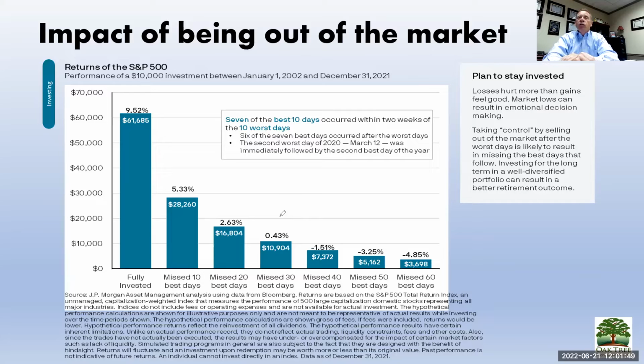This chart compares an individual who was fully invested for the past 20 years in the S&P 500. If you miss some of the best days, you can see how it changes your returns. So if you stay fully invested, if I miss the 10 best days, if I miss 20 days, if I miss the best 30 days. The key that we have here is 7 out of the best 10 days occurred 2 weeks after the 10 worst days. So if we would have missed those 10 best days, we're cutting our returns dramatically.